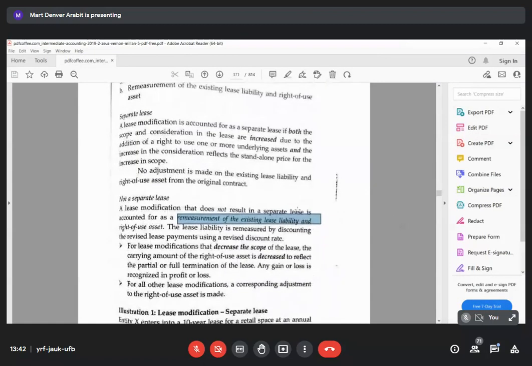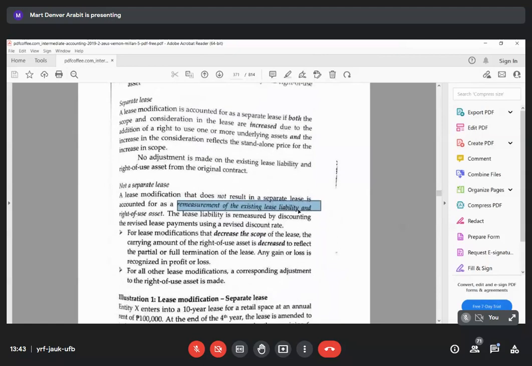Okay. So for lease modification that decreases the scope of the lease, the carrying amount of the right of use asset is decreased to reflect the partial or full termination of the lease, and any gain or loss is recognized in P&L. For all of the other lease modifications, a corresponding adjustment to the ROU asset is made.